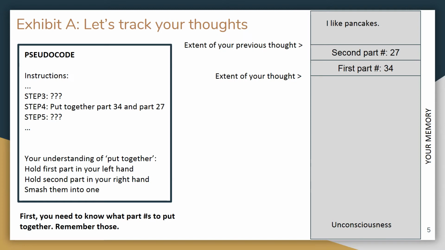So the first thing I'm going to do is look at the instructions, and step 4 tells me to put together parts 34 and 27. So I'm going to remember those, and how do I remember that? I put them in my memory. And so notice that the extent of my thought is now a bit further down because I've remembered a couple more things.